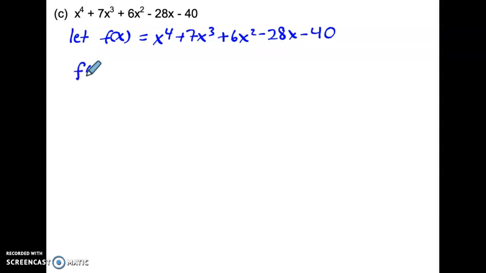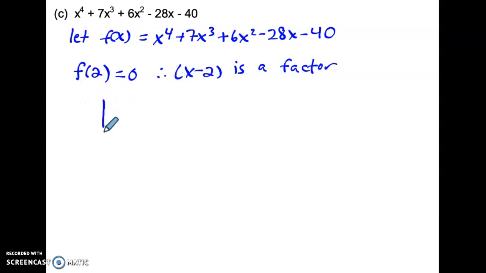Okay, so I found 2. f at 2 does equal 0. And what that means for us is that x minus 2 is a factor. So now we're going to divide it out. Okay, so I'm going to put 2 there. I'm going to do my synthetic division.